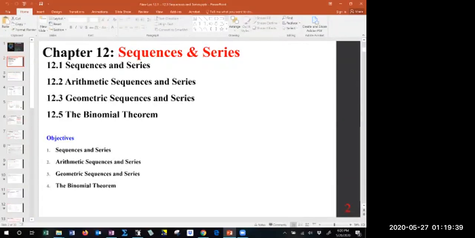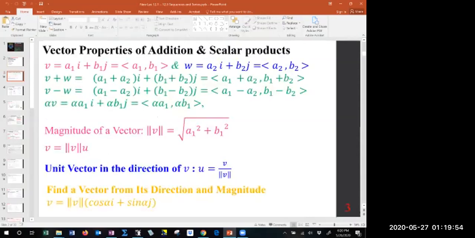So we are going to look at the concept of sequences and series, arithmetic sequences and series, geometric sequences and series, and binomial theorem. Very straightforward, all of which we have seen before. So again, the synopsis here about the vector properties, everybody remembers them. Okay, addition of vectors and scalar product.